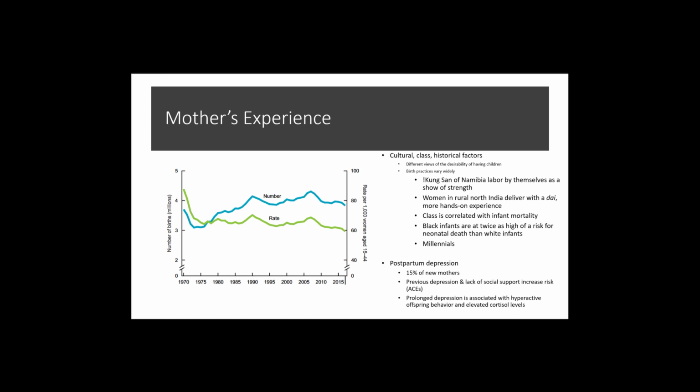And on the left is just a figure of birth rates by year, and you can see millennials having fewer children. So again, historical period, our historic era, impacting childbirth decisions.